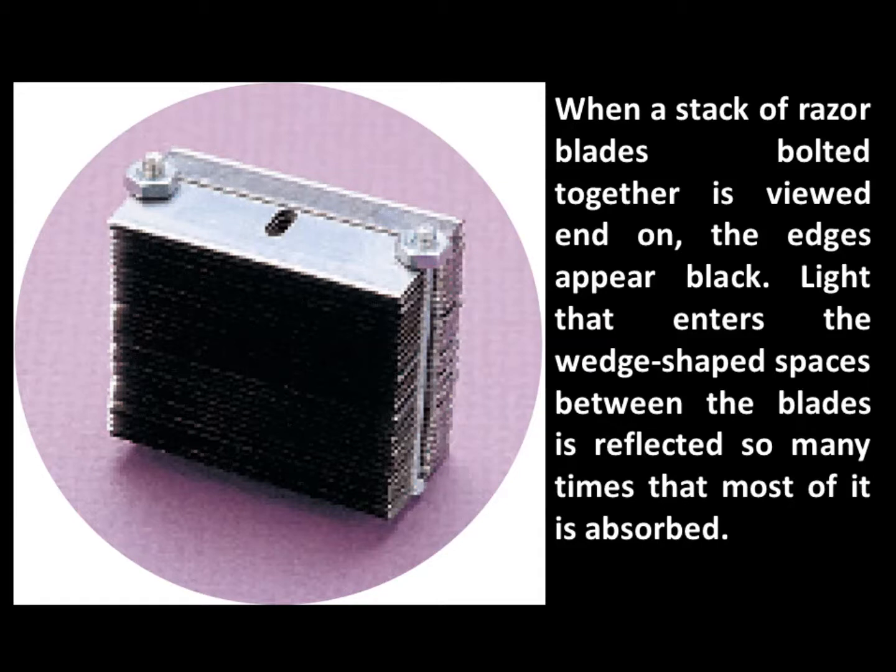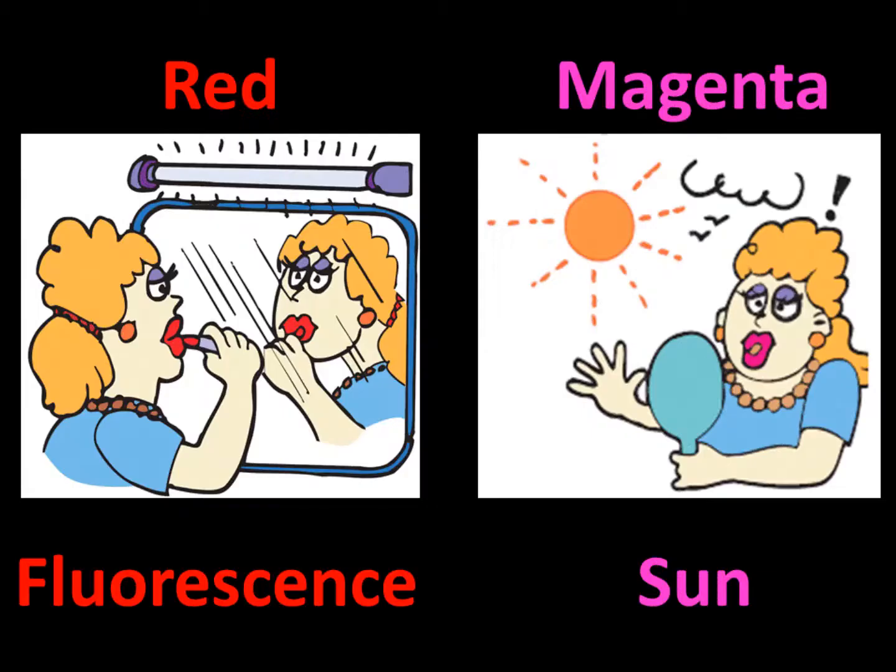Light that enters the wedge-shaped spaces between the razor blades is reflected so many times that most of it is absorbed. When light is absorbed, no light reflects and it's dark.